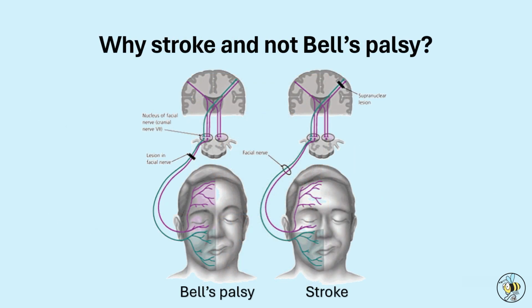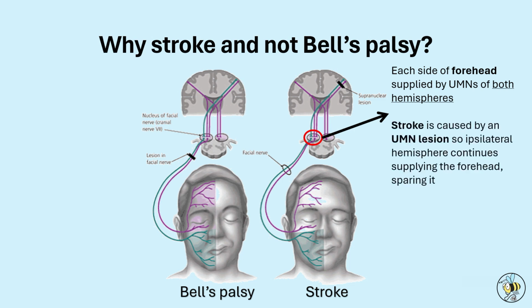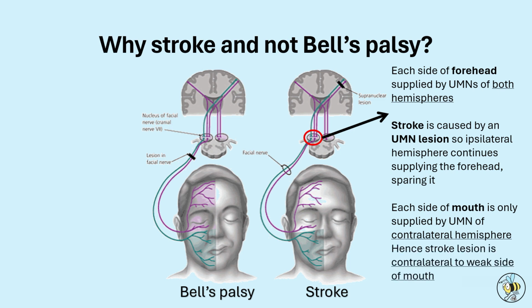So why stroke and not Bell's palsy in the previous image? Well, each side of the forehead is supplied by upper motor neurons of both hemispheres. Because stroke is an upper motor neuron lesion, the ipsilateral hemisphere continues to supply the forehead and hence spare it from weakness. However, each side of the mouth is supplied only by an upper motor neuron of the contralateral hemisphere. Hence, a stroke lesion is contralateral to the weak side of the mouth.